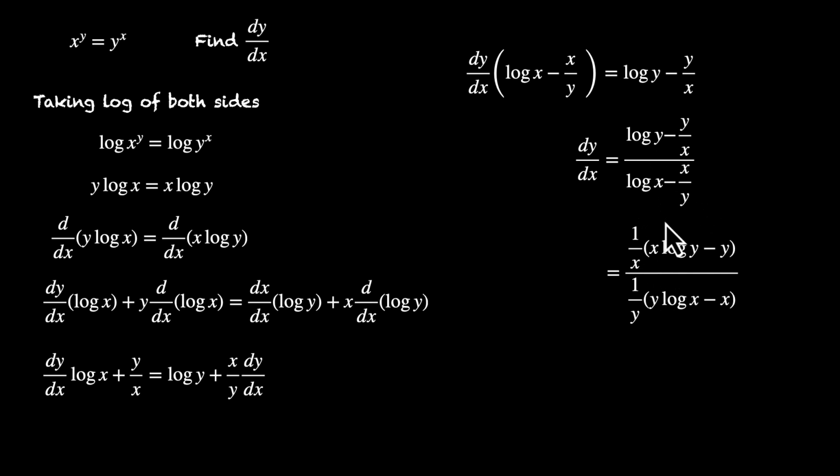We have x log y minus y, and the denominator has 1 by y common, y log x minus x. This y comes on top. So this becomes y by x times x log y minus y divided by y log x minus x. And this is dy by dx when x and y are related like this.